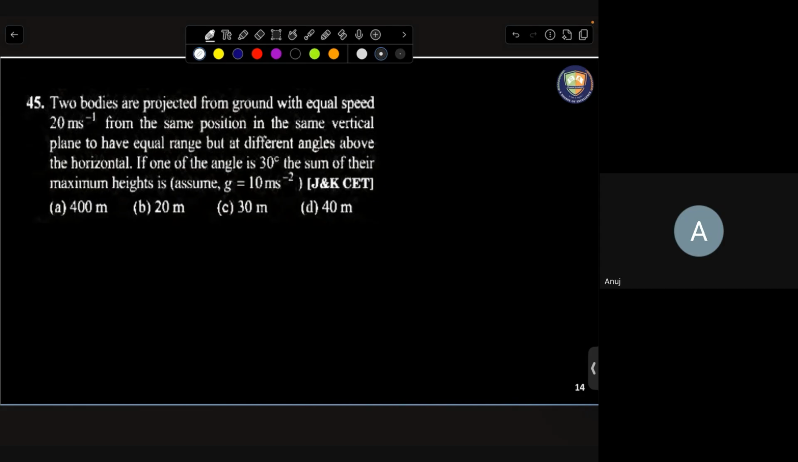So basically what the question is saying is two bodies are projected from the ground with equal speed 20 meter per second from the same position in the same vertical plane to have an equal range but different angles above the horizontal. Okay, so what we know about range is 2 ux uy by g. In general cases, ux is u cos theta, and uy is u sine theta.